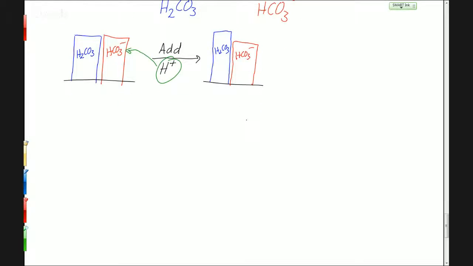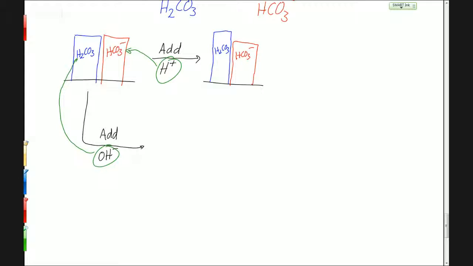It also works the other way. So let's see what happens when we add hydroxide. Now, when we add hydroxide to just a solution of water, we suddenly have a bunch of hydroxide in that water, and that increases the hydroxide concentration, which raises the pH. So it decreases the hydronium concentration and raises the pH. But when we add it to the buffer, the hydroxide goes and picks off one of those hydrogens from the H2CO3. So it turns H2CO3 into HCO3 minus.